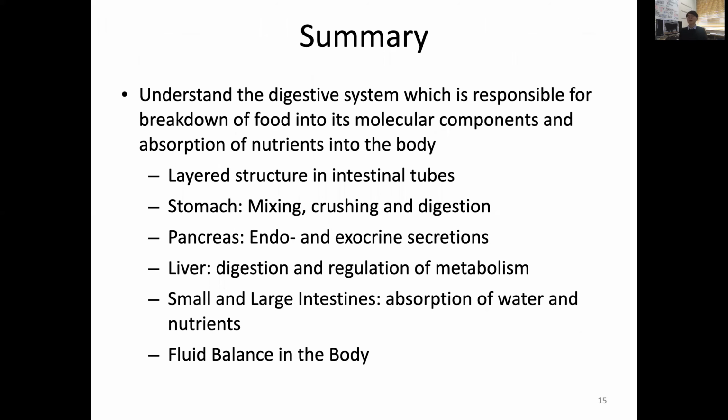So with this, we have discussed the digestive system. Eventually, what it does is break down food into molecular components, and then nutrients are absorbed into our intestinal system and into the body, and the liver also stores some of it as glycogen. And for that, the interesting layered structure in intestinal tubes, and our stomach, pancreas, liver, and small and large intestine have been covered. Thank you for your attention.